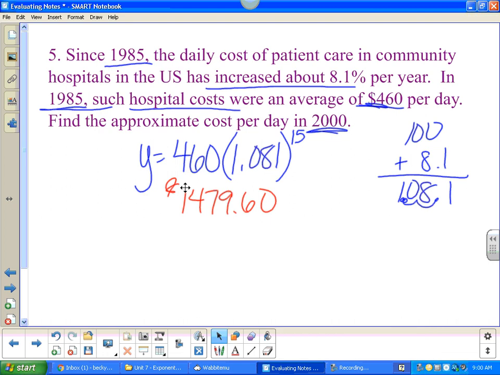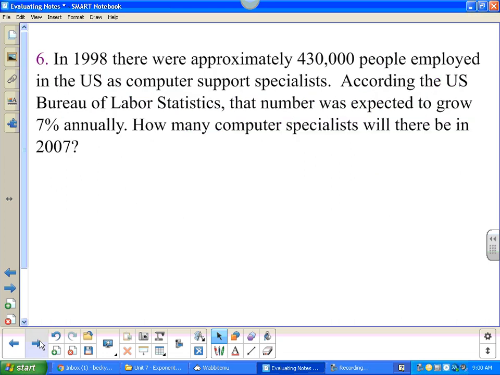So the kicker for that one is just make sure you take your time and read carefully. Don't just find numbers and plug them into formulas. Make sure you're finding the right information. In 1998, there were approximately 430,000 people employed in the U.S. as computer support specialists. According to the U.S. Bureau of Labor Statistics, that number was expected to grow 7% annually. How many computer specialists will there be in 2007?